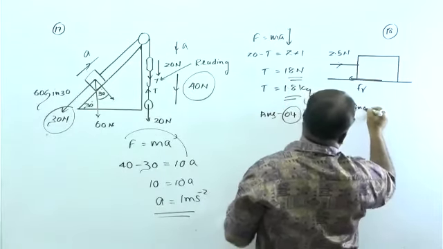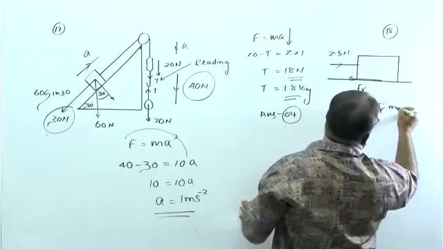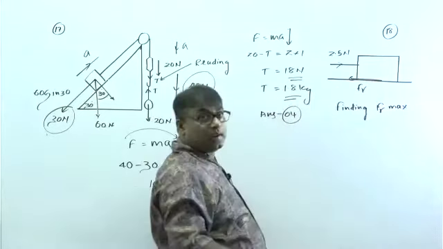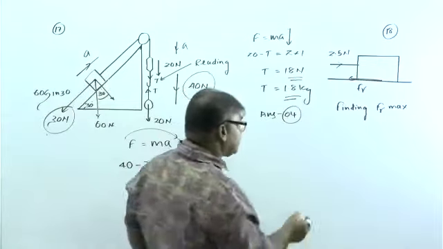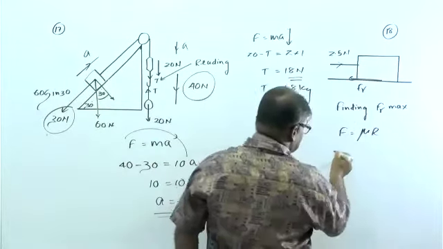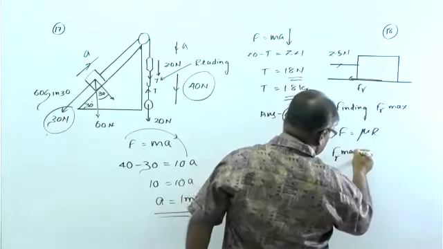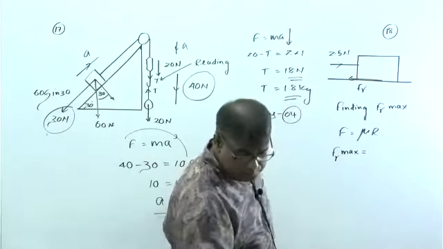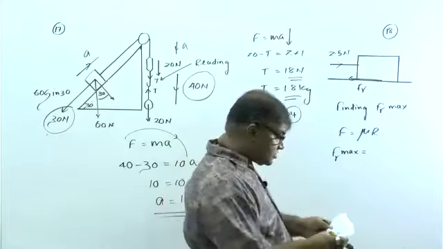Before we find what the friction is, we are going to find the maximum friction. Finding maximum friction. This is what comes to you from the equation. When we apply this one, F equal mu R, F the frictional force, you should know this is the maximum. The mu value, it was mentioned, is just 0.4.